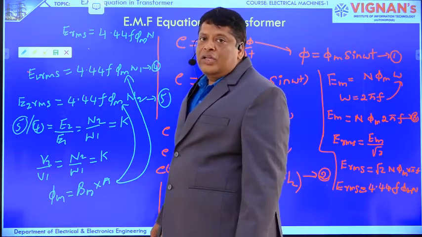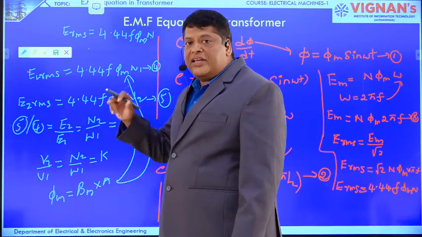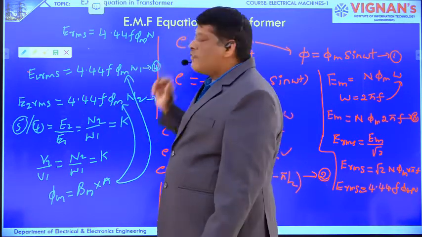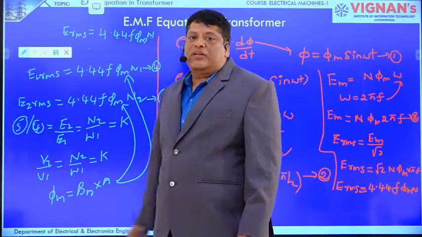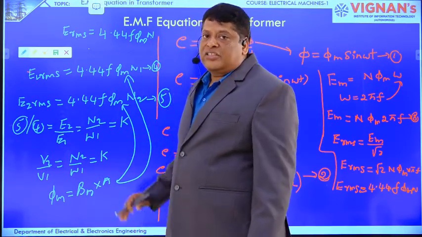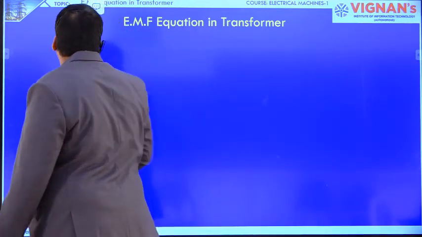What is Bm here? Bm is the maximum value of flux density in the core, and A is the cross-sectional area of the core of the magnetic circuit in a transformer. The same thing we are going to see separately.